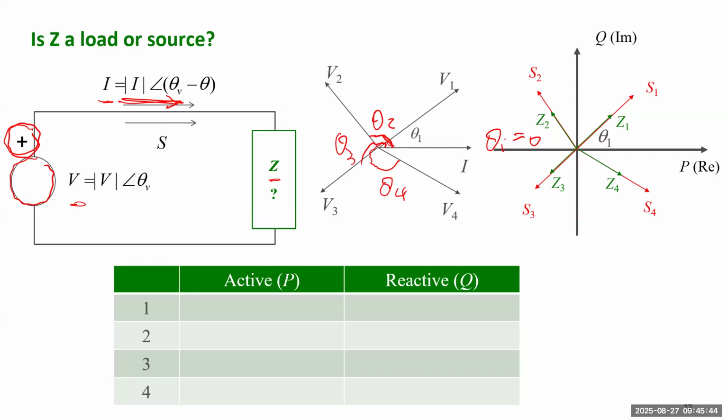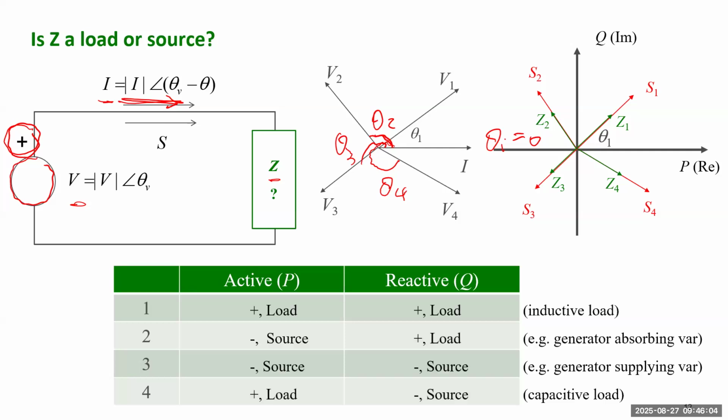You can also decide to calculate the impedance. And because impedance will be parallel with the complex power on the complex plane, either one, whichever is convenient to you. Then based on this figure, you will know it's really an active load or reactive load or active source, reactive source. Okay, so let's summarize.